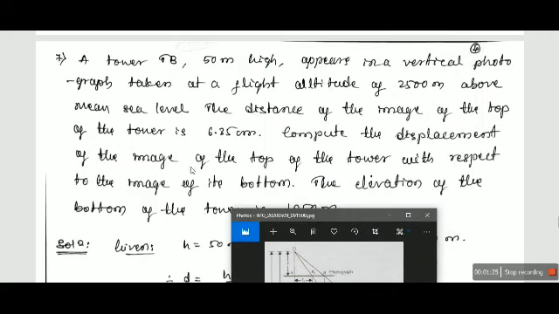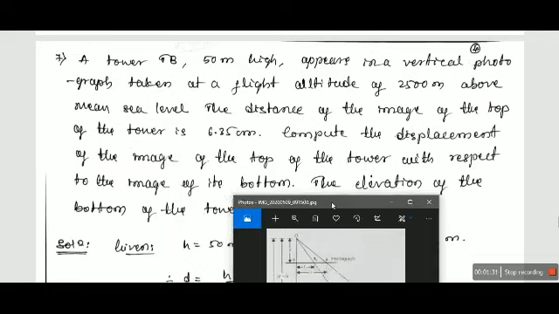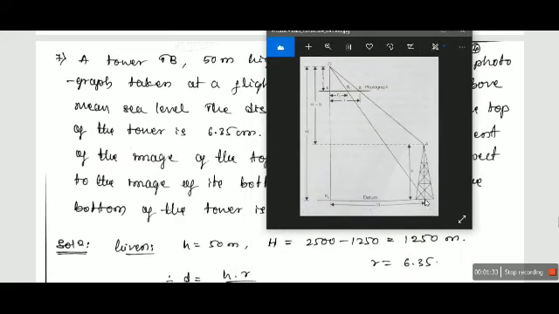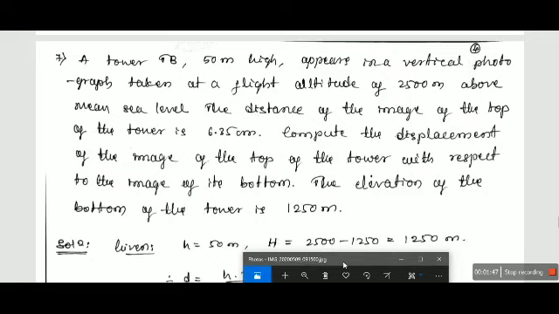Similarly, compute the displacement of the image of the top of the tower with respect to the image of its bottom. It means the bottom of the tower is printed on the photograph, and we have to find out how much distance there will be from A point to A point, or T to B. That is small d. We have to find out the small d.